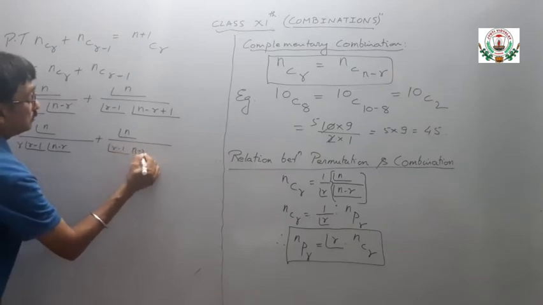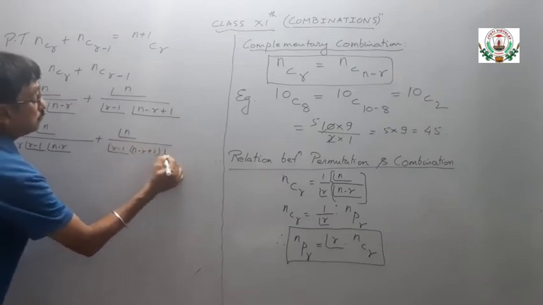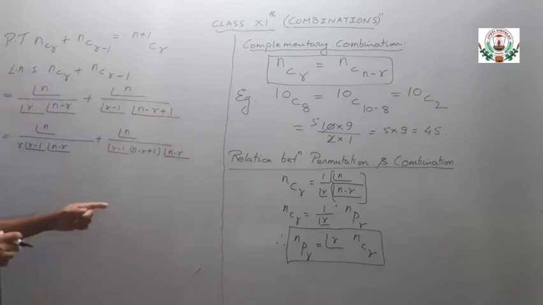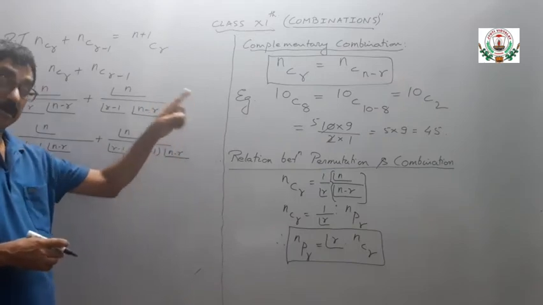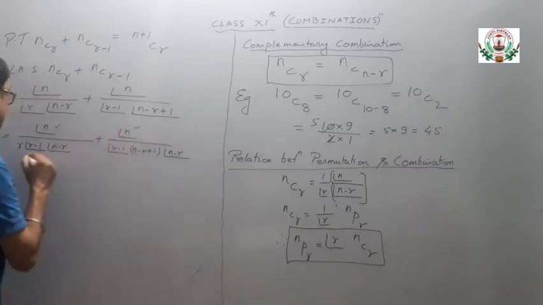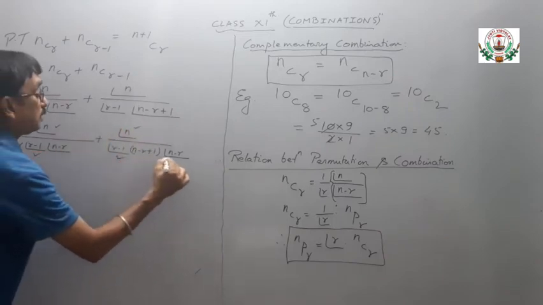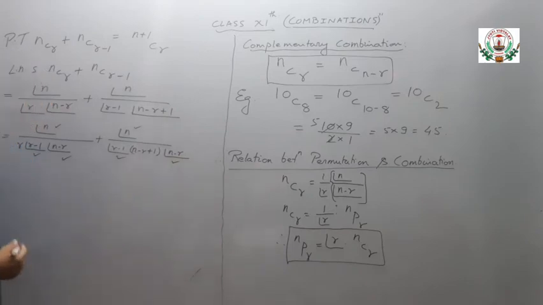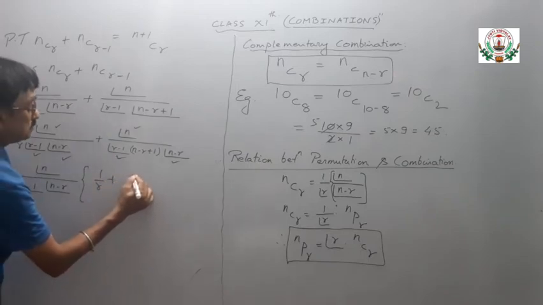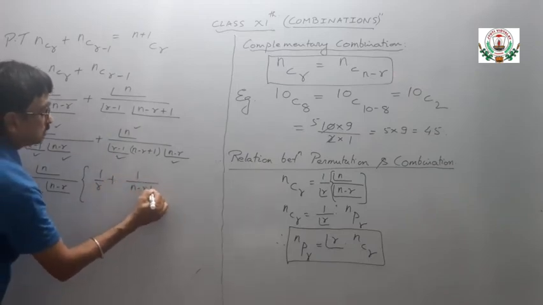We take out common, and we have 1 upon r times (n minus r) plus factorial n upon factorial r minus 1, and the factorial n minus r plus 1 can be written as n minus r plus 1 into factorial n minus r plus 1 minus 1. So plus 1 and minus 1 will cancel out. So factorial n, factorial r minus 1 and factorial n minus r we can take common. So factorial n upon factorial r minus 1 factorial n minus r. So we are left with 1 by r plus 1 upon n minus r plus 1.